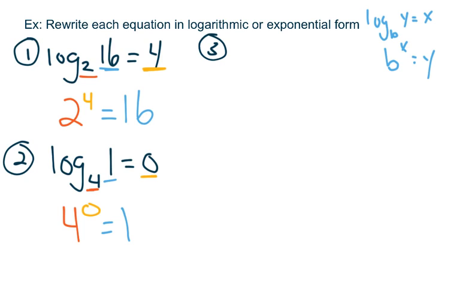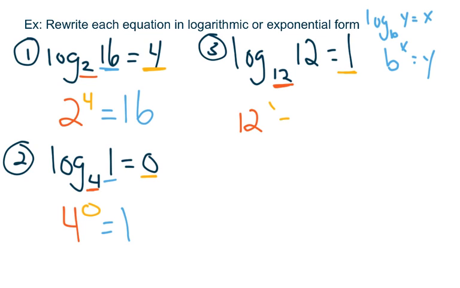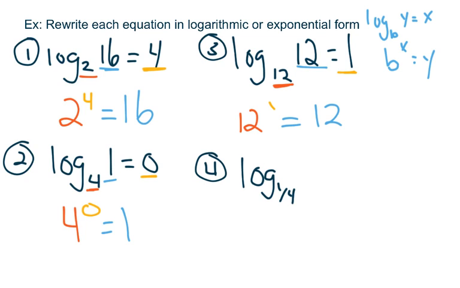Number 3, let's try another one here. The log base 12 of 12 is equal to 1. Again, start with your base, which is 12. Then your exponent on the end is 1, and then that is equal to your third number, 12. 12 to the first power is equal to 12. Let's try one more in here. The log base 1/4 of 4 is equal to -1. One more time, start with your base, 1/4. Then go to your exponent right here, -1, and then that is equal to the last number, 4. 1/4 to the -1st is equal to 4.